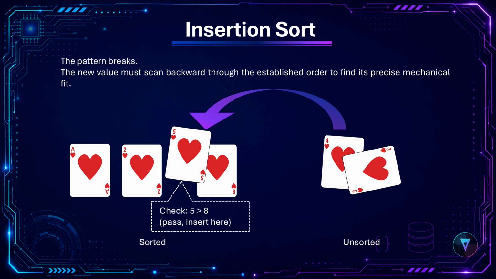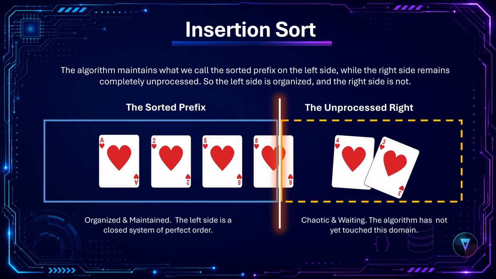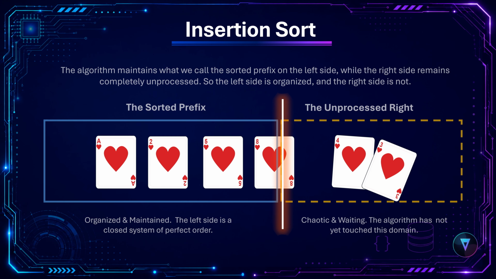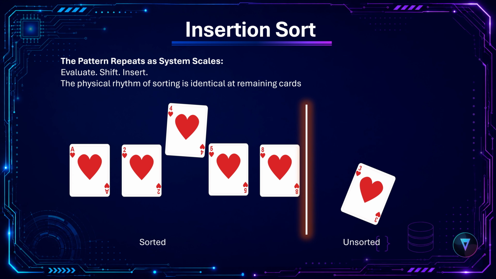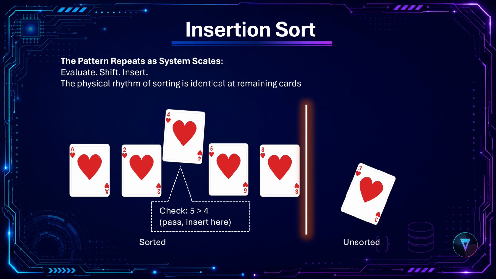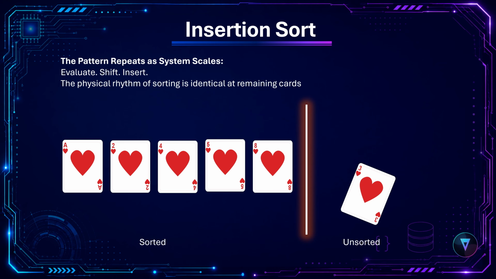Okay, so that's the golden rule here. The algorithm constantly ensures that the left side stays absolutely flawless. This unprocessed 8 is up next. Notice how in every single pass, the sorted portion steadily grows, while the unsorted portion shrinks. Basically, the algorithm is just systematically moving a boundary line from left to right across the data.